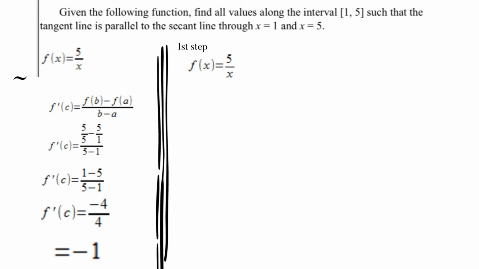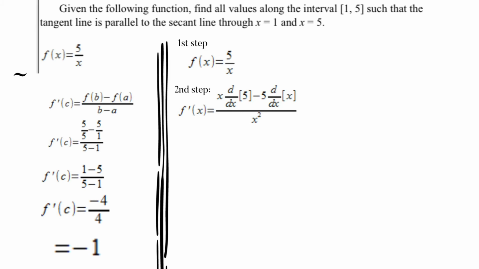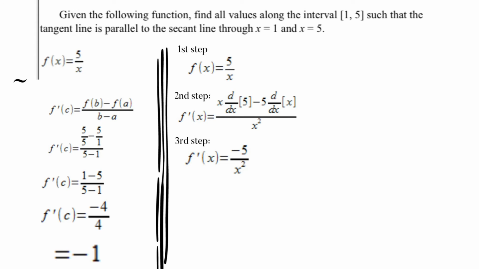So we're going to bring the function again right here, which is f(x) equals 5 over x. And this time we have to differentiate it by using the quotient rule. So we will write it as the following: f'(x) equals the quotient rule all over here, and we have to simplify it. Once we simplify, we'll get an answer of -5 all over x squared.